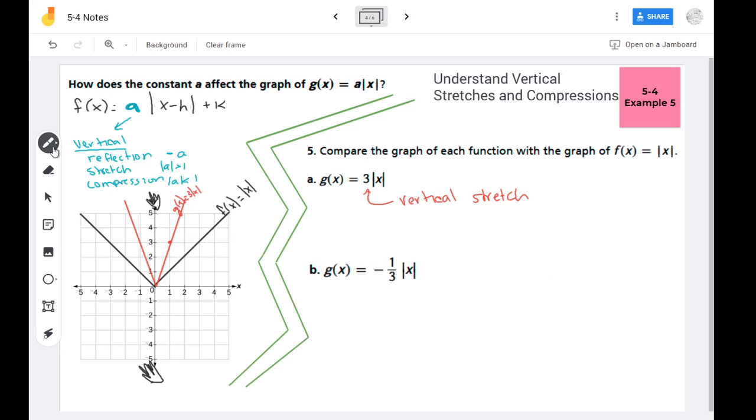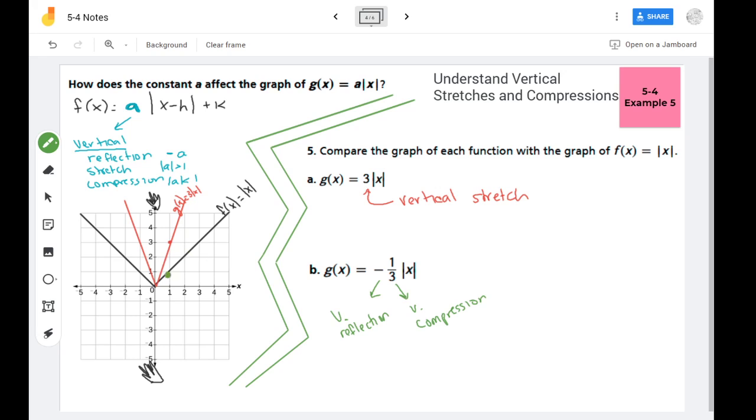Now here in part B, there's two things happening. There's the negative sign, which is going to cause a vertical reflection. And then there's the 1/3, which is going to cause a vertical compression. So not only am I flipping the graph upside down, but I'm grabbing it at the tops and the bottoms and squishing it. So instead of the rate tripling, it's going to go down to 1/3.